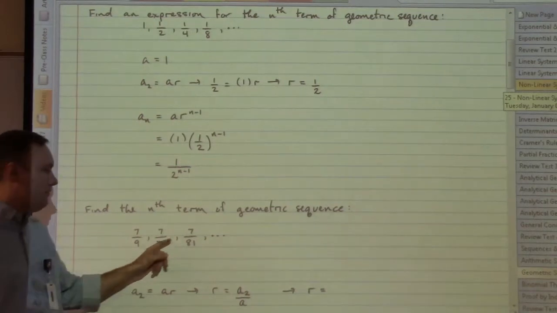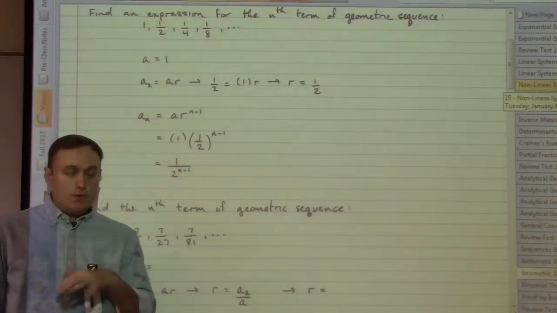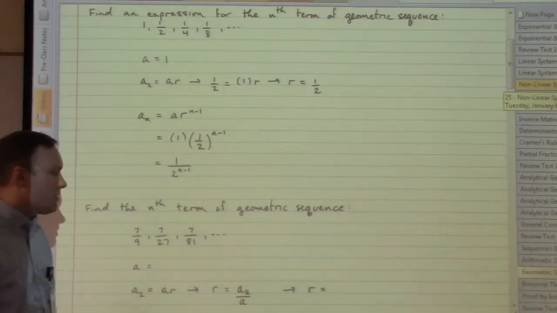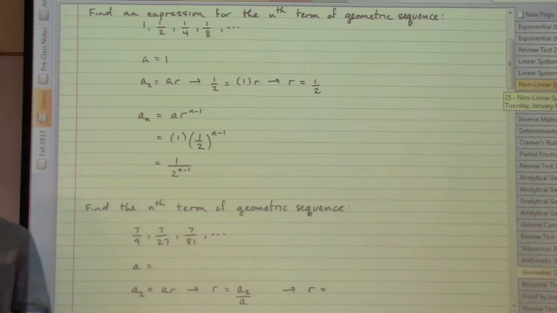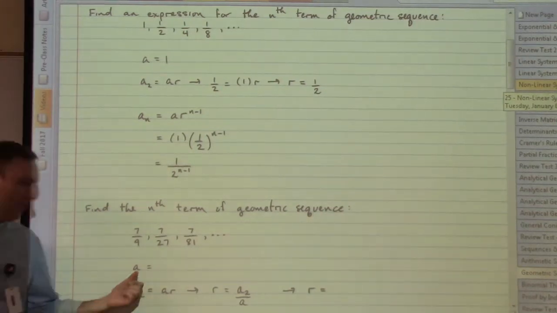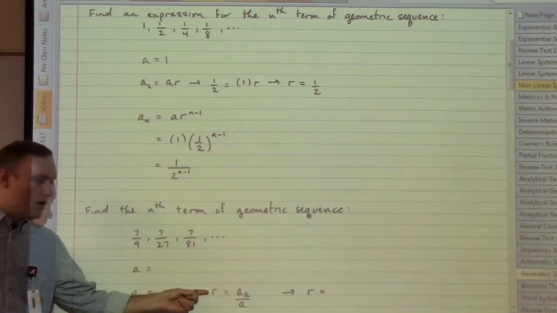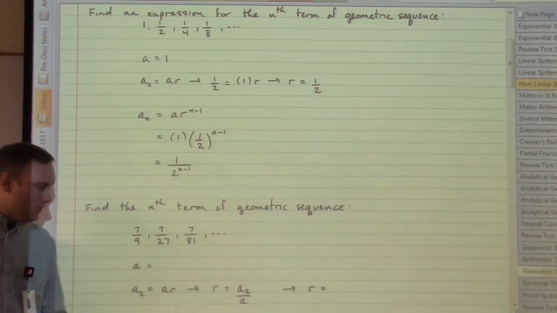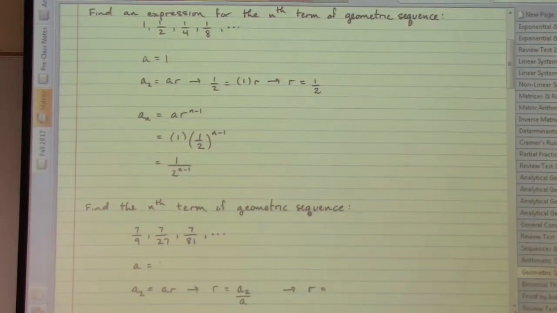7 over 9, 7 over 27, 7 over 81. We're being told it's a geometric sequence, so thankfully they're giving us a little nudge already in the right direction, but we still want to come up with our formula. And our formula is going to use the first term, and it's going to use that common ratio, so we're going to have to come up with those. Well, the first term at least is something we can directly pick out, 7 over 9.